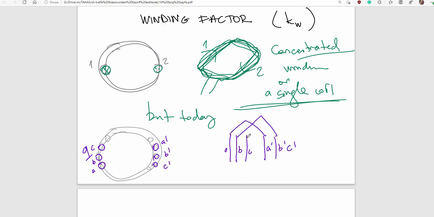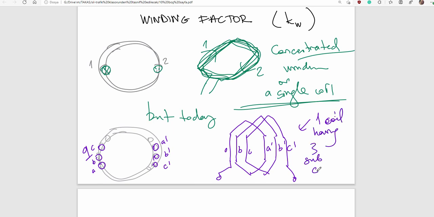Here you see such an arrangement. That is the one coil having three subcoils. I mean Q, which is the number of slots per pole per phase, is 3 here in this example. You see, today we use distributed winding.